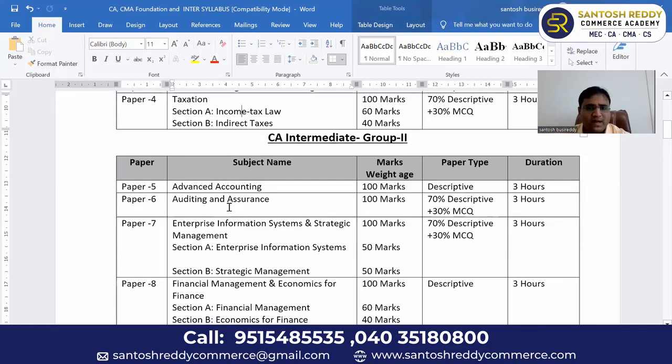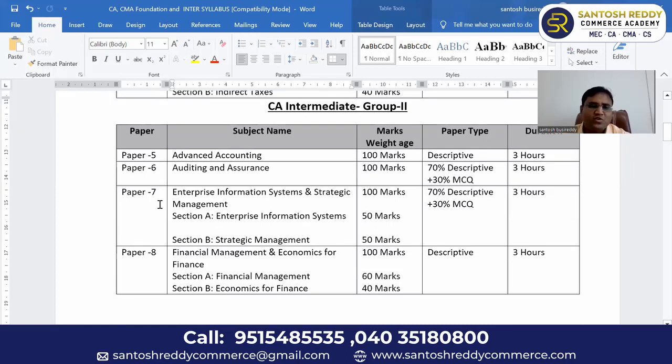Next, the auditing paper, you also have in the BCom, auditing and assurance. It is a 100 marks paper, but 70% descriptive and 30% multiple choice questions. Paper 7 is, I think, a new paper to the BCom students. It is Enterprise Information System and Statistics Management subject. It is almost all a dry, totally theoretical subject.